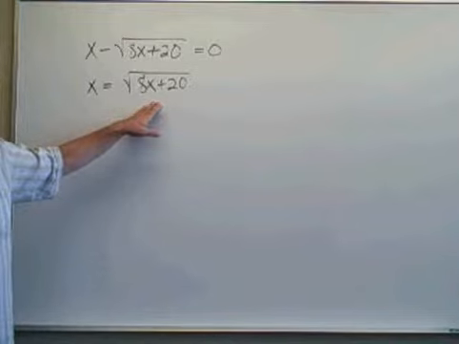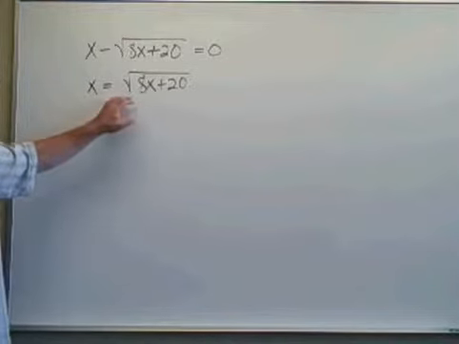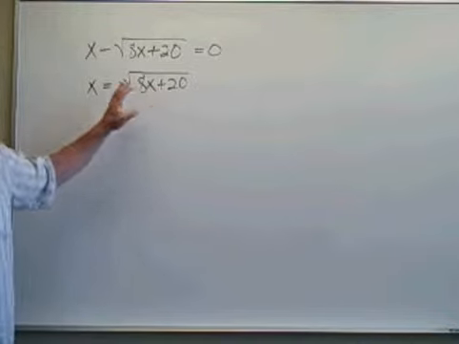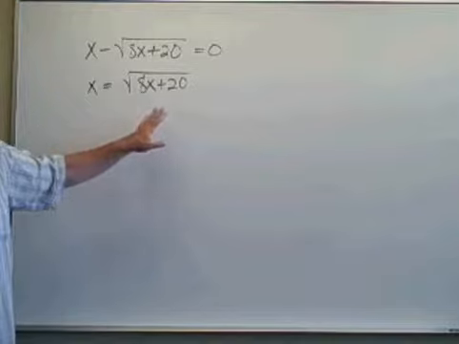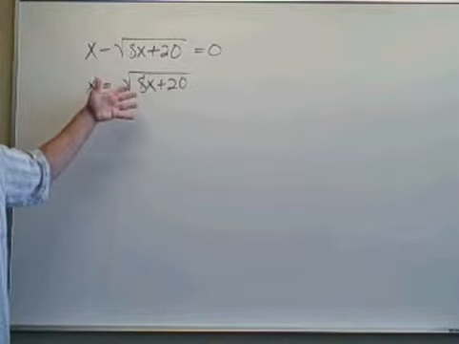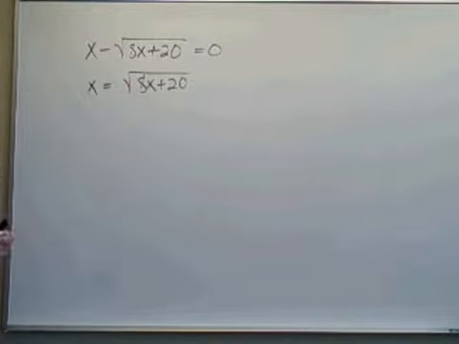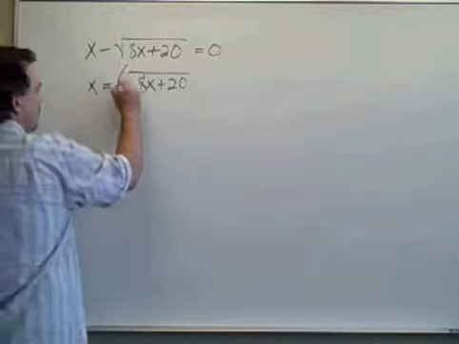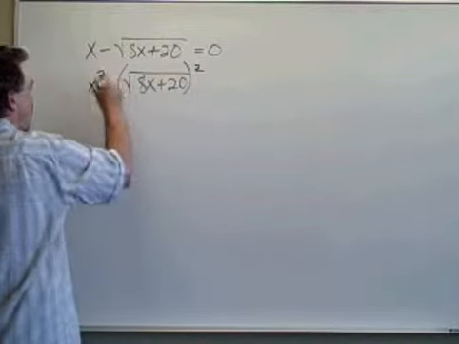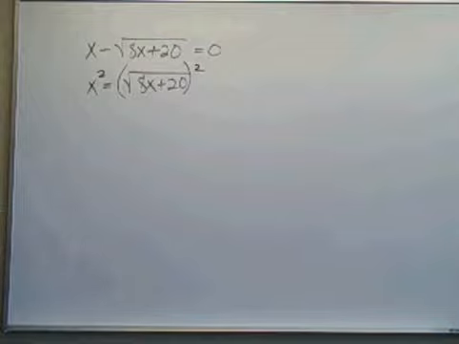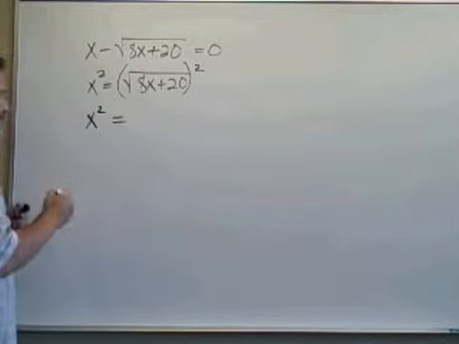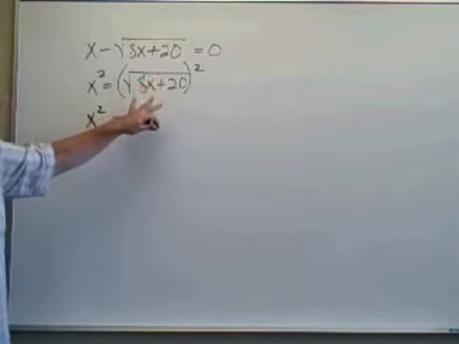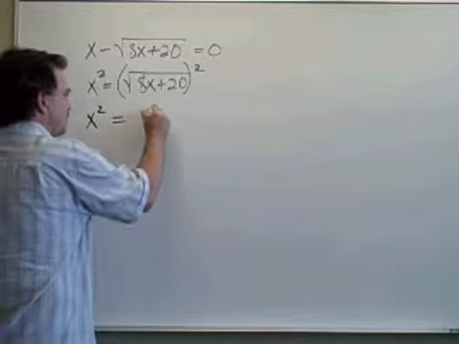Step 2, after isolating the radical expression, then is to raise both sides of the equation to the correct power to undo the root that we have here. The root we have here is the square root. So squaring both sides of the equation will undo that root. That's going to give us x squared here on the left side. And when you square a square root, that gives you the radicand.